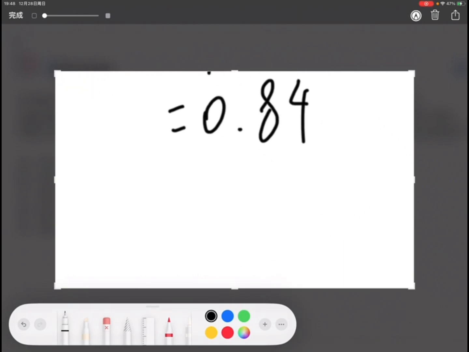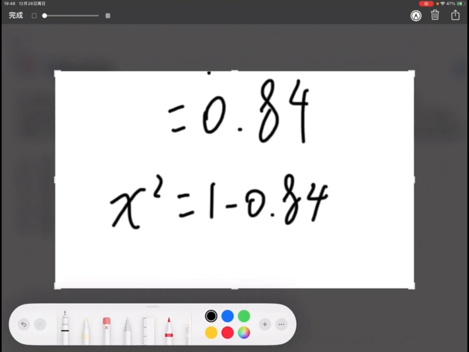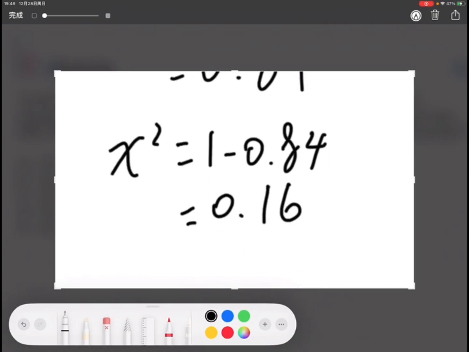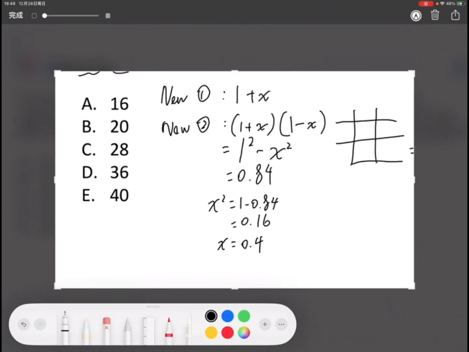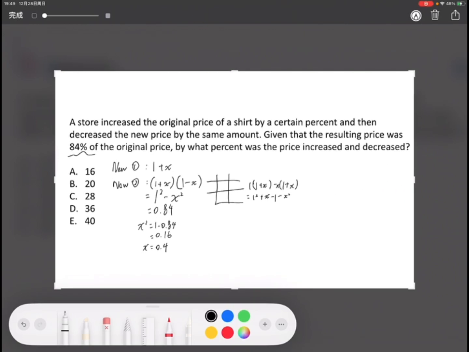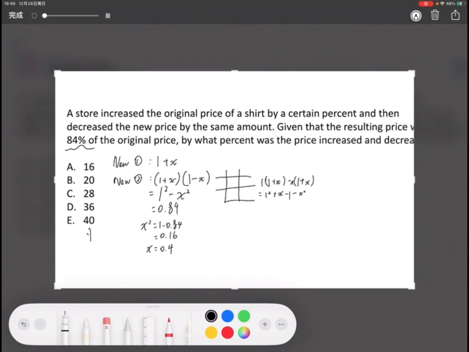1 squared is just 1, so x squared must equal 1 minus 0.84, which is 0.16. So then we would know that if x squared is 0.16, x is equal to 0.4. And if we turn 0.4 into a percentage, that would be 40%. So as a result, the price was increased by 40% and then decreased by 40%.